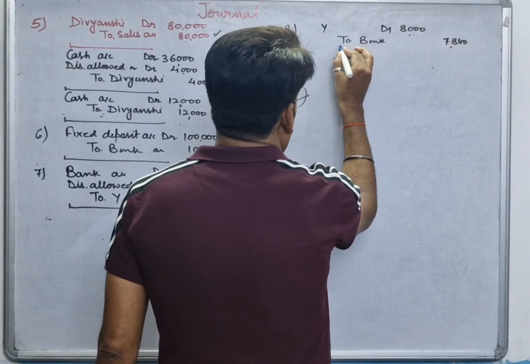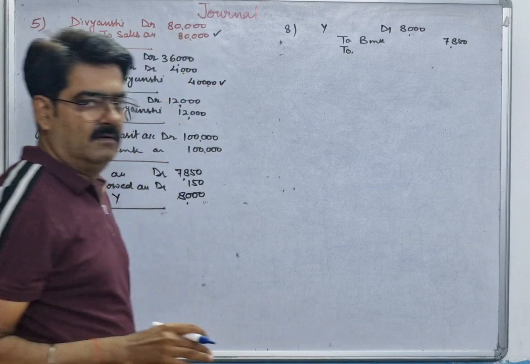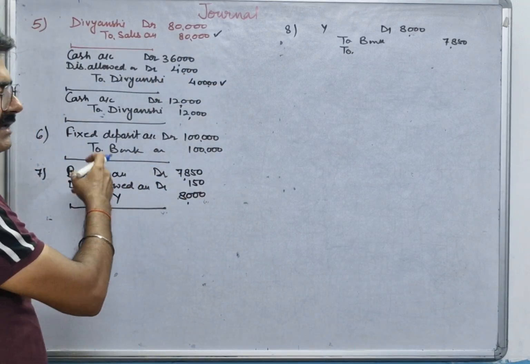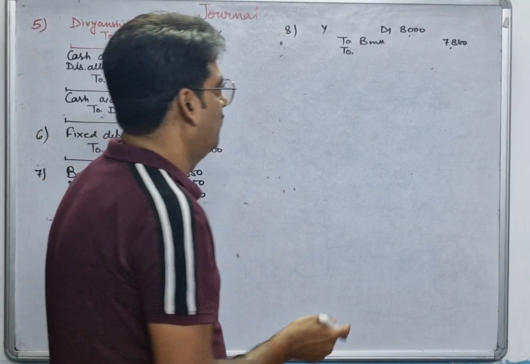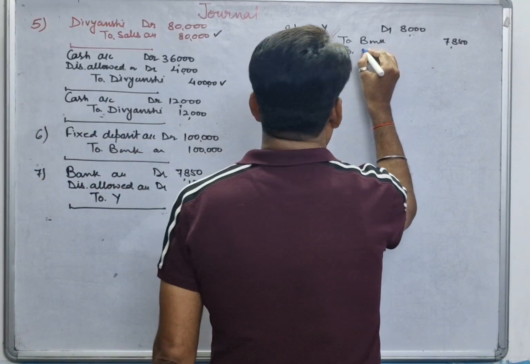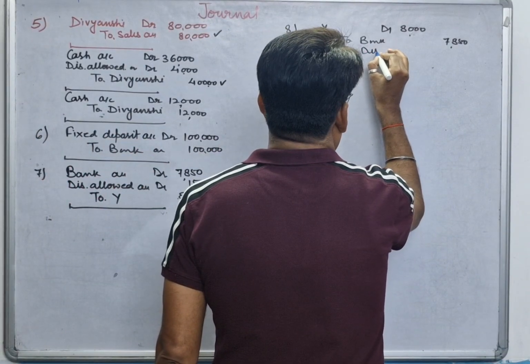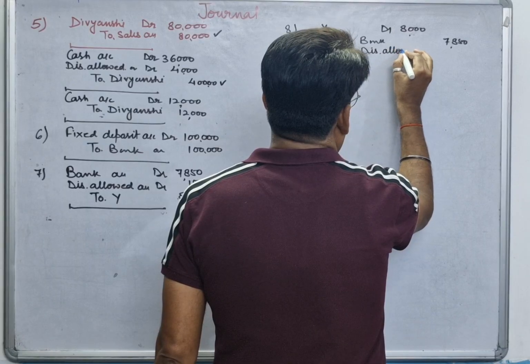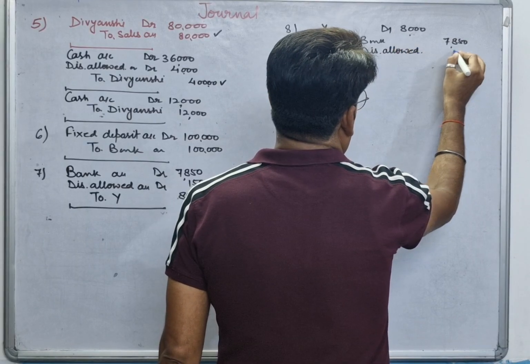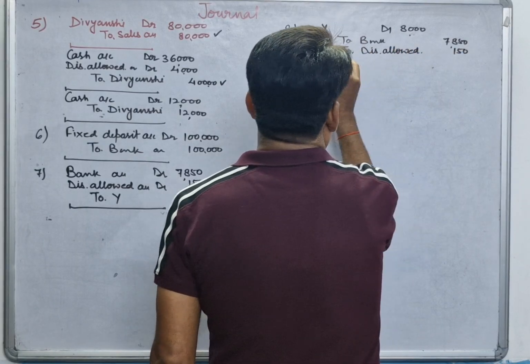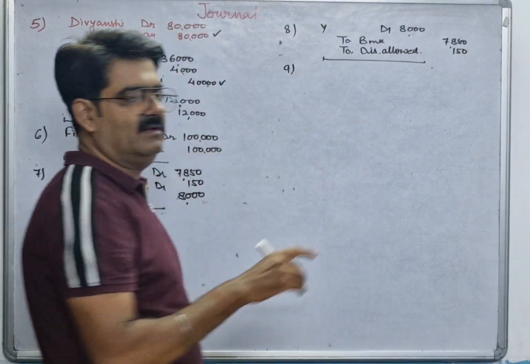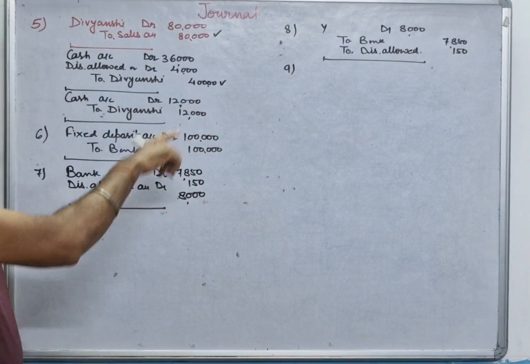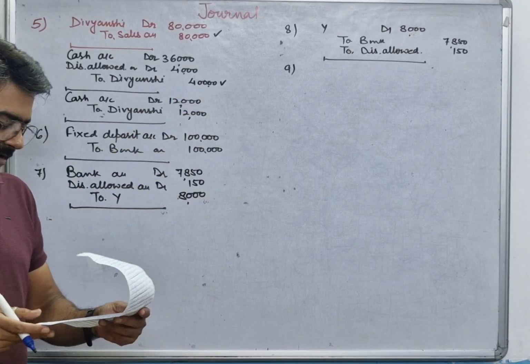And remember, whatever discount you have allowed at the time of receiving that check, now you are going to cancel that discount. So discount cancellation की entry आ जाएगी to discount allowed. Please do not write here discount received. Okay, 150 rupees से discount allowed को credit करेंगे. You are going to cancel this discount. Cancellation के लिए discount allowed को ही credit करना है.